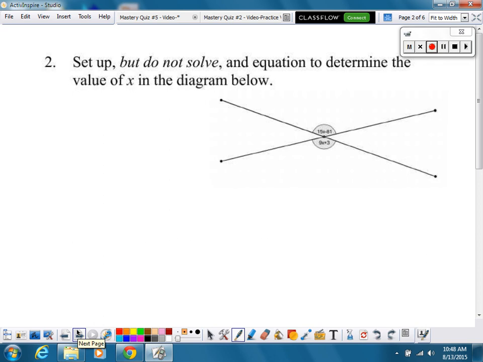Question number 2. Set this equation up. Well, look at the diagram, and you need to identify that those two angles that we see are called vertical angles, and we know that vertical angles are congruent. So angle number 1 there, or the top angle, 15x, looks like it's minus 81. That should equal the angle underneath there, which would be 9x plus 3. And that's all you have to do again is set up the equation. You do not have to solve. Vertical angles are congruent, they equal each other.